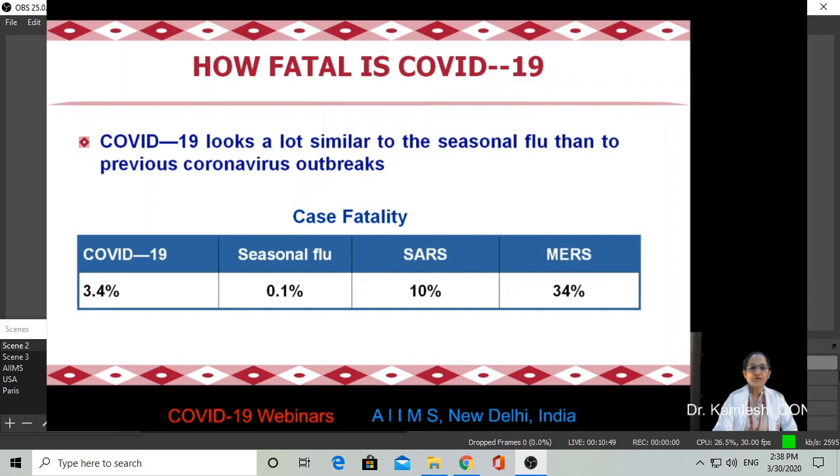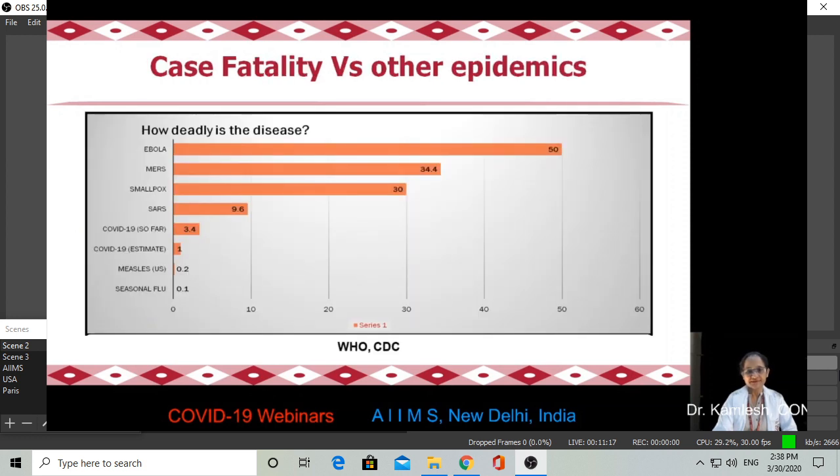Now, COVID-19, how fatal is this condition? It looks a lot more similar to the seasonal flu than to previous coronavirus outbreaks. If we look at this table, the fatality for COVID-19 is about 3.4%, whereas seasonal flu is 0.1%, SARS 10%, and Middle East respiratory syndrome up to 34%. What is the case fatality compared to other epidemics? If we compare with seasonal flu and measles, coronavirus fatality is much higher, at 3.4%. But compared to SARS, smallpox, MERS or Ebola, it seems to be much less deadly.